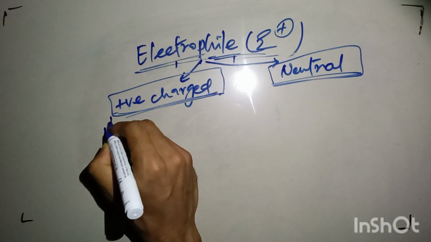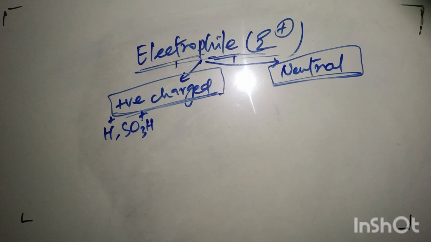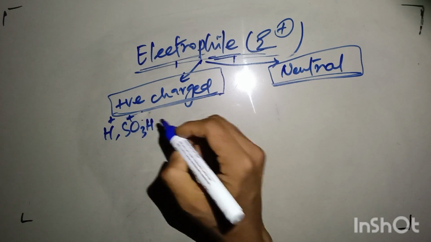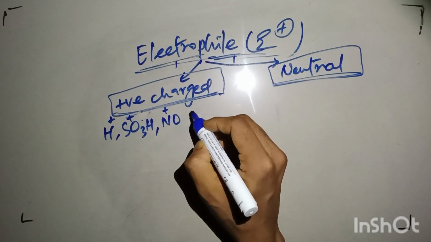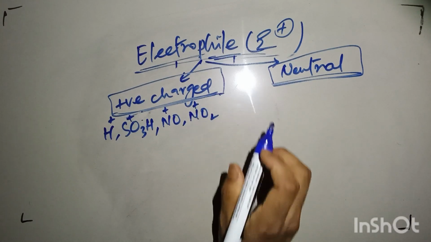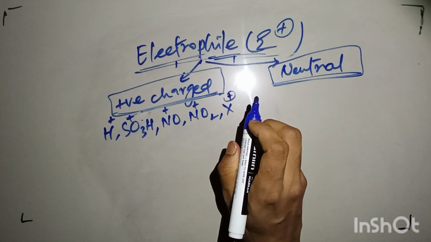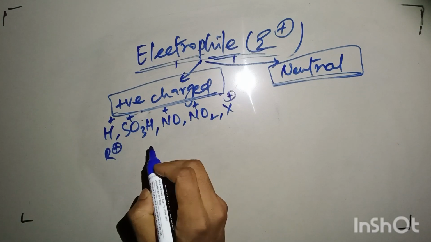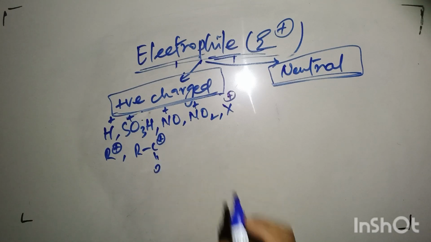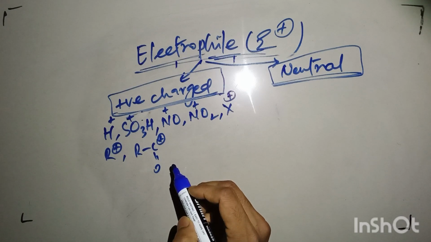What are the examples of positively charged electrophile? You can say H plus, SO3H plus, nitric oxide, nitrous oxide, positively charged halogen. After that you can also say alkyl group. Alkyl group is also electron deficient. Then carboxyl group, RC double bond O, positively charged. Why is it positively charged? Because oxygen is more electronegative, so it will try to take the electron. Okay, is it visible?